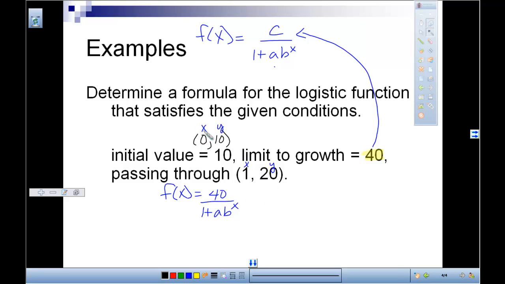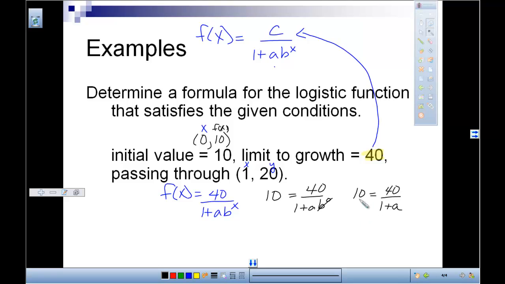So we know that x is 0, and that tells us that y, or f of x, is going to be 10. So if I plug into the function I already have, f of x is 10, and that equals 40 over 1 plus a b to the x, which is 0. We know that b to the 0 is going to become 1, which basically makes this term kind of gone. It's like saying 1 times a. So we really know that 10 equals 40 over 1 plus a. This is great news because finding a is very simple now.